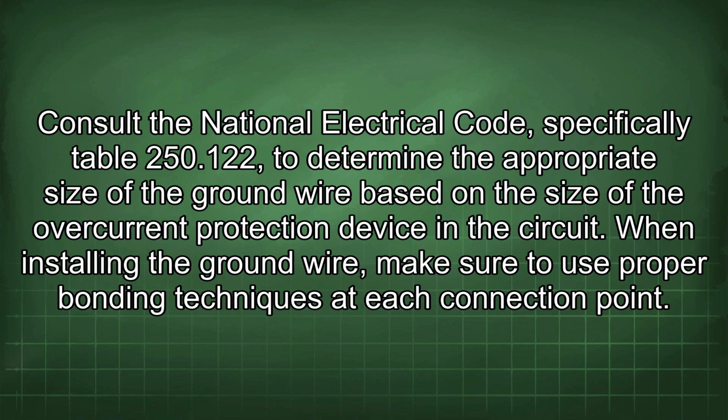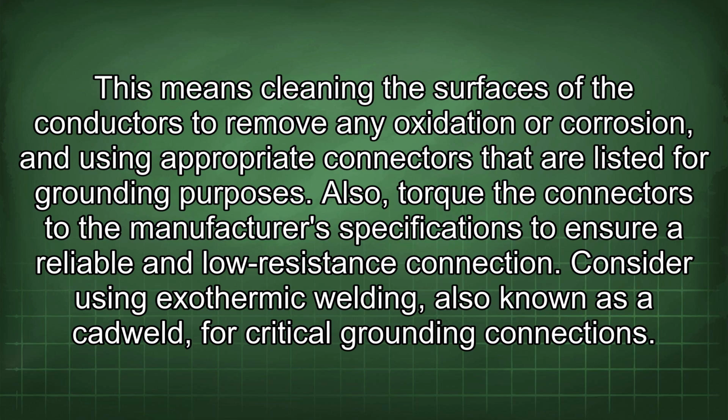When installing the ground wire, make sure to use proper bonding techniques at each connection point. This means cleaning the surfaces of the conductors to remove any oxidation or corrosion, and using appropriate connectors that are listed for grounding purposes. Also torque the connectors to the manufacturer's specifications to ensure a reliable and low resistance connection.